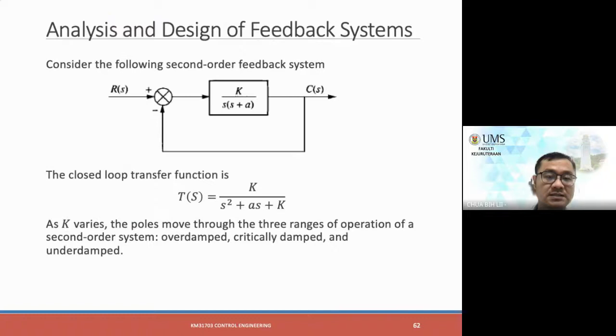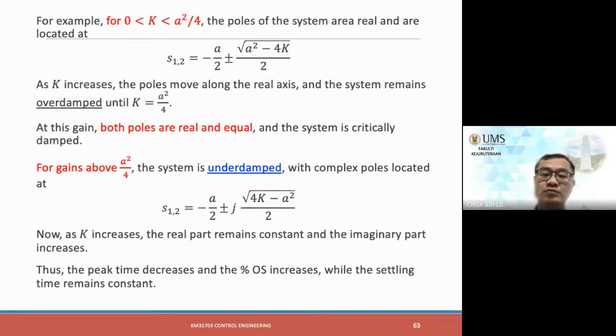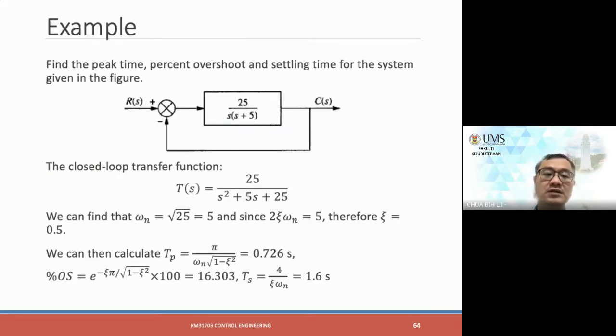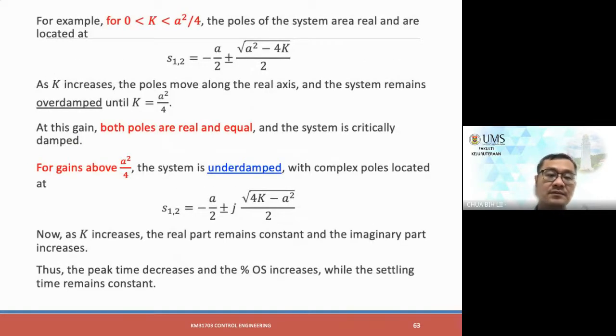Here is just an example of how you may be able to use this to identify the three ranges of operation. Since normally this K is changeable, we just have to play around and change all these values accordingly to obtain the desired response, whether we want it to be underdamped and so on. So that is how it would look.